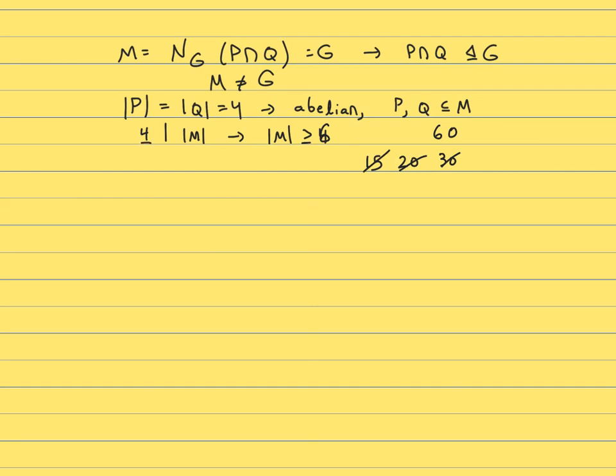And so the order needs to be a multiple of 4. It looks like 12 is the only option left, because 8 is not a divisor of 60. So we see M has order 12, and index 5. Oh, so we can have G act on G mod M and get a permutation representation inside S5 like we just did before.